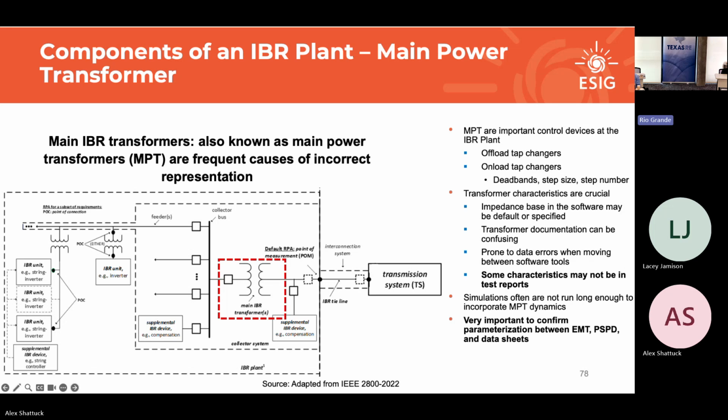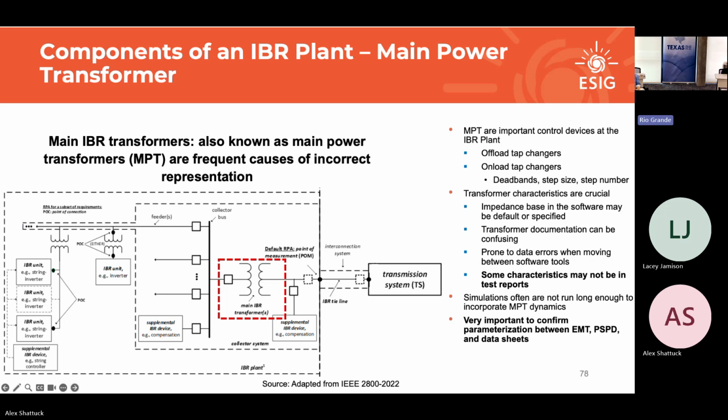So main IBR transformers are a big difference from what we're used to for synchronous machines. We're just calling them main power transformers. It's easier with a synchronous machine because there's just one giant transformer, but there are many other ones in an IBR plant. But we're calling the main power transformer the main power transformer because it's the main, really easy naming convention.